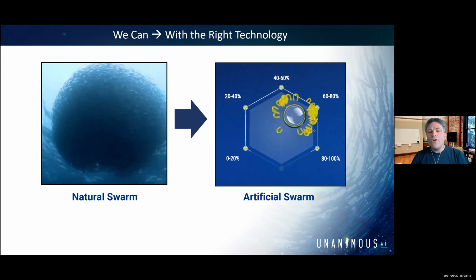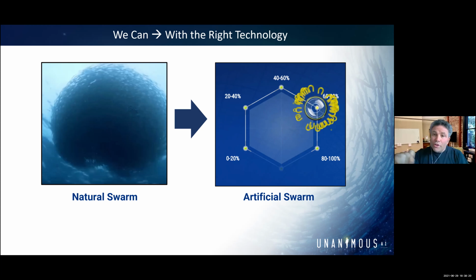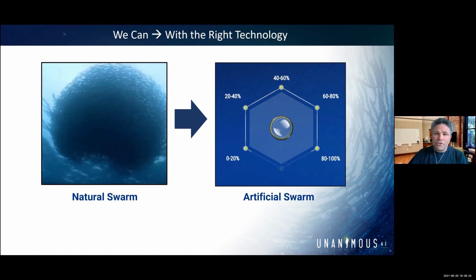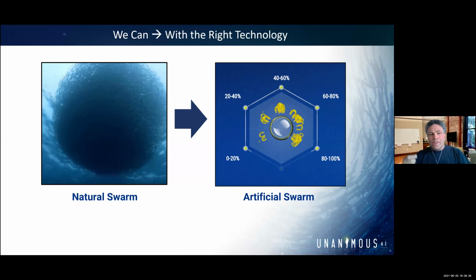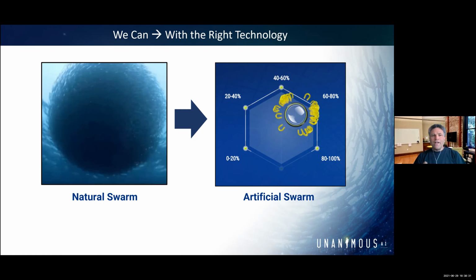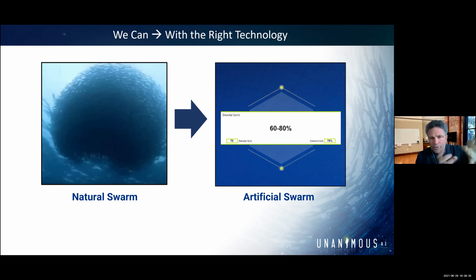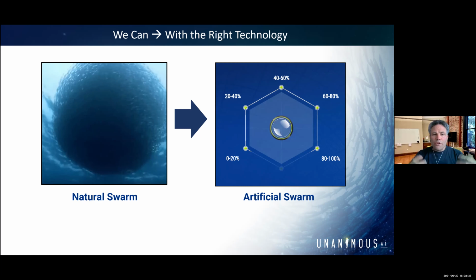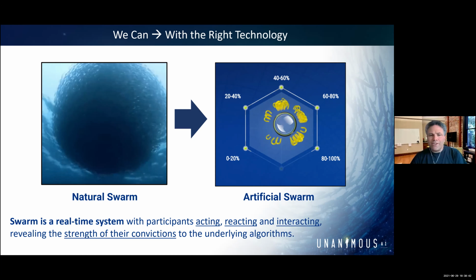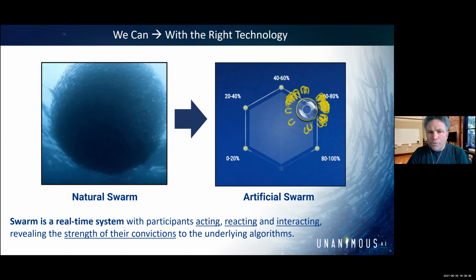What you're seeing is about 100 people connected from anywhere in the world, and they're all working together in real time. Each of the little magnets that you see is controlled by a person with their mouse or their touchscreen to modulate the magnitude and direction of their opinion in real time. And then there are algorithms that are watching all of their behaviors to determine how the swarm should move. So a swarm is a real-time system with participants acting and reacting and interacting, revealing the strength of their convictions to the underlying algorithms.